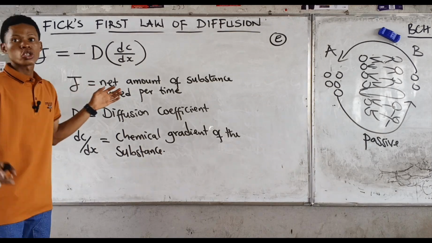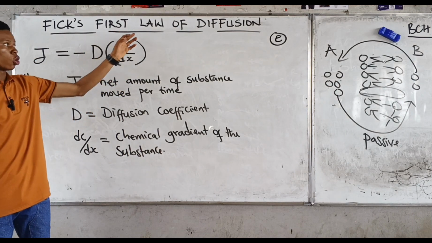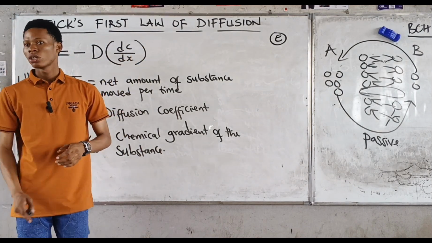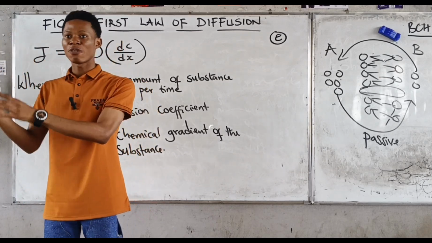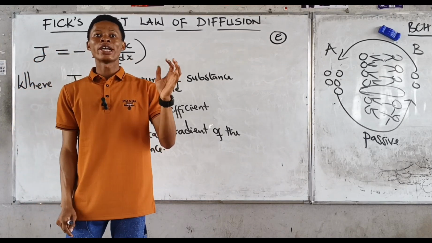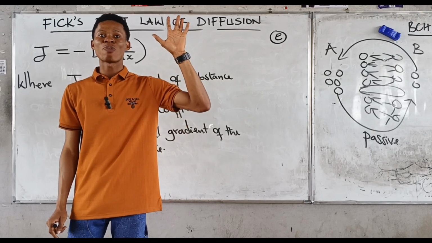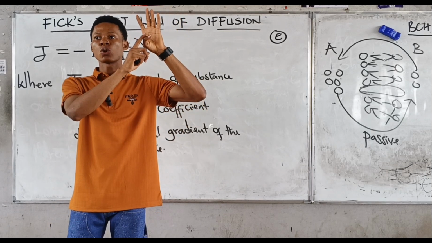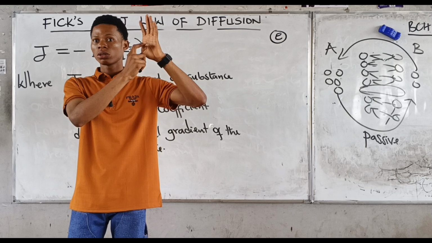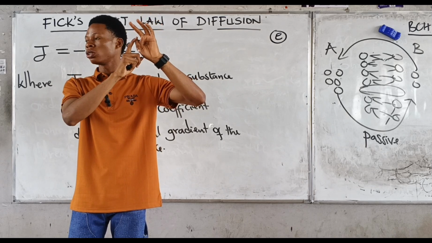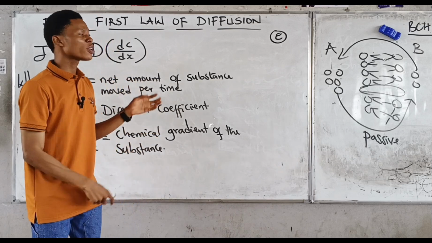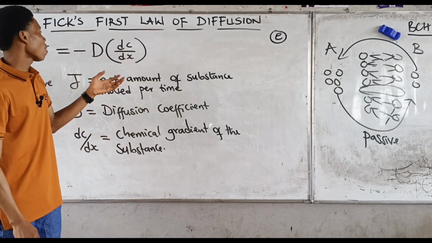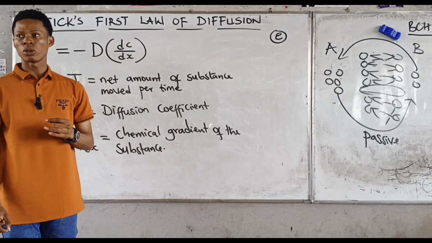All right. So we're looking at Fick's first law of diffusion. Fick's first law of diffusion is used to explain simple diffusion. Now, already we know we have 4 types of passive transport. Number 1 is what? Simple diffusion, facilitated diffusion, osmosis, and what? Ion channels. Now, Fick's law of diffusion can be used to explain simple diffusion.